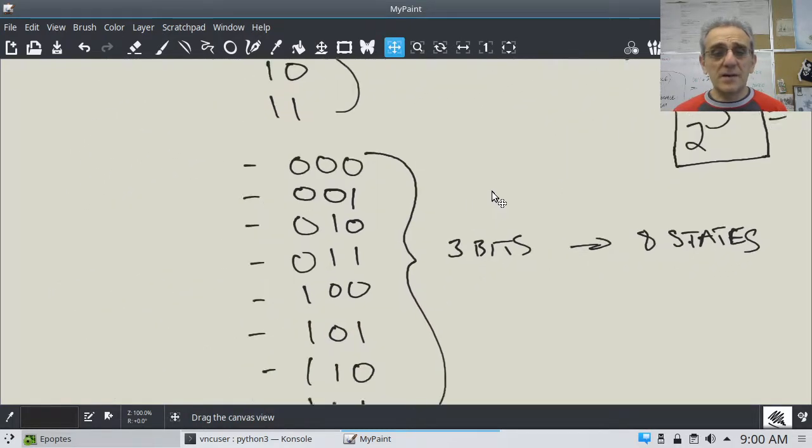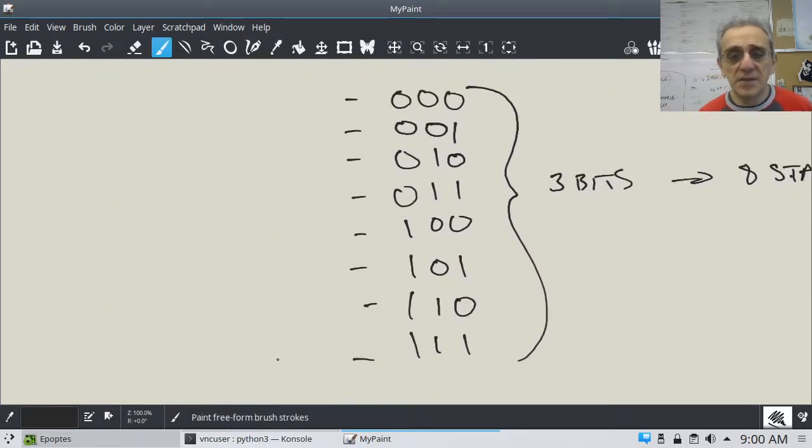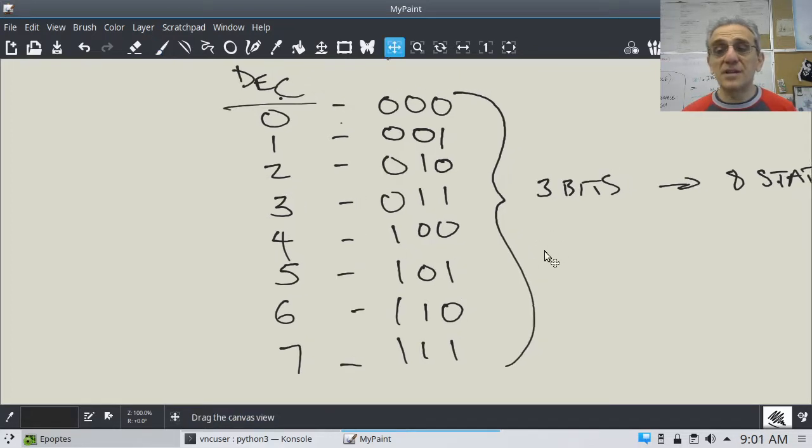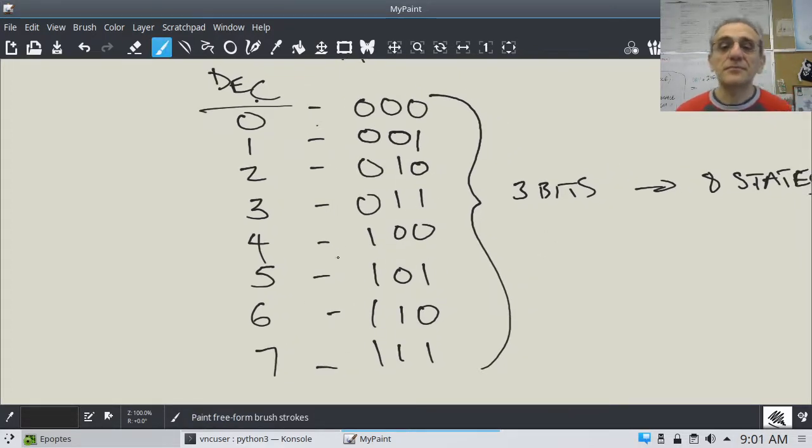Now, let's go back here and take a look at these numbers. I put these numbers in order. Let's write the decimal equivalent here. This number 000 is decimal 0. This is a 1. This is a 2. This is a 3. This is a 4. This is a 5. This is a 6. And this is a 7. And those are the 8 states, or the 8 numbers, that 3 bits can represent.